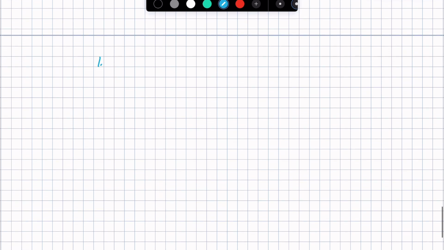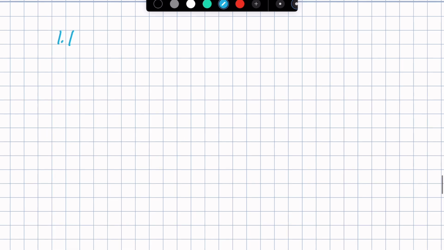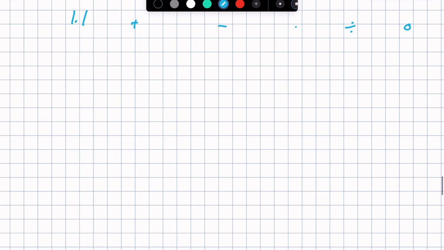So there's 5 types of opération de fonction. There's the positive, negative, time, division, and rond. Okay. So positive, you just add both of the function in one function.